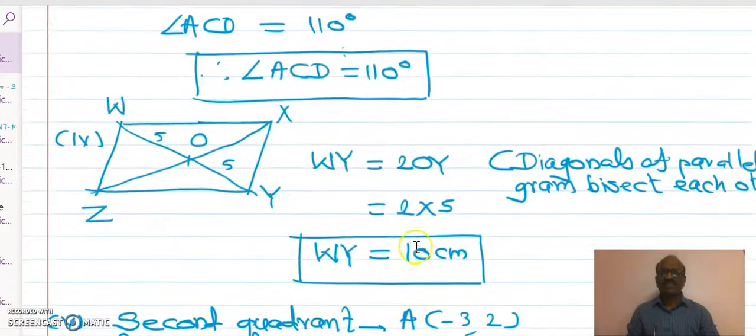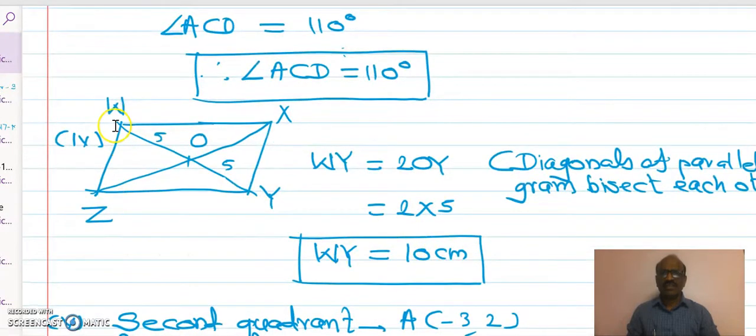That is, this is the diagonal, WXYZ. WY is equal to 2 times OY. Therefore, the diagonals of the parallelogram bisect each other. That is 2 into 5. That is, WY is equal to 10 centimeter.